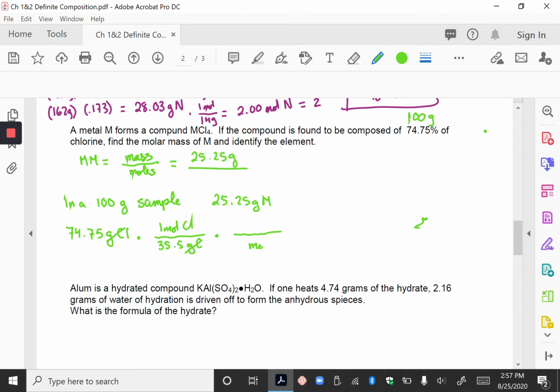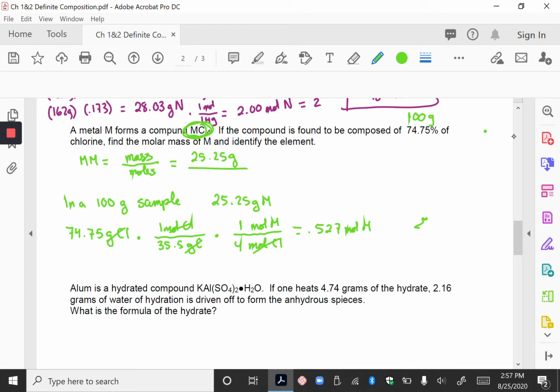Now, I can go from moles of chlorine to moles of M. How do I do that? It tells us it's MCl4, right? So in MCl4, there's 1 mole of M for every 4 moles of chlorine. Look, I got moles of M: 0.527 moles of M. So in my 100-gram sample, 25.25 grams are M, and I have 0.527 moles of M.